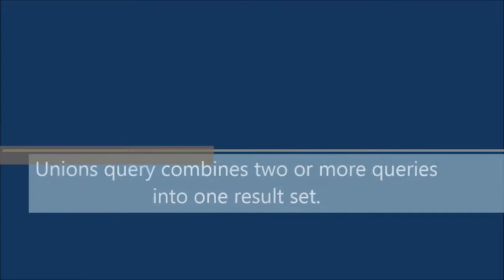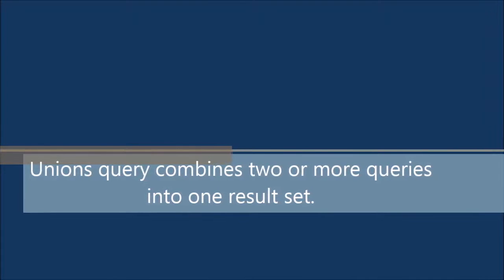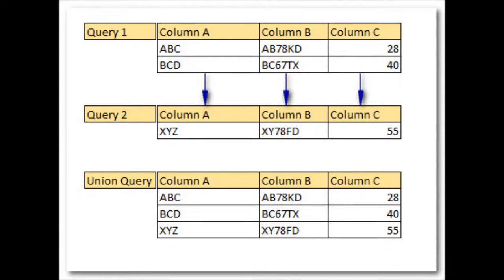Union query combines two or more queries into one result set. For example, if you look at the image, I have query 1 with 2 records and query 2 with 1 record. If I apply union query on these two queries, I'll get 3 records in my union query. The union set operation simply appends records from query 2 to query 1.